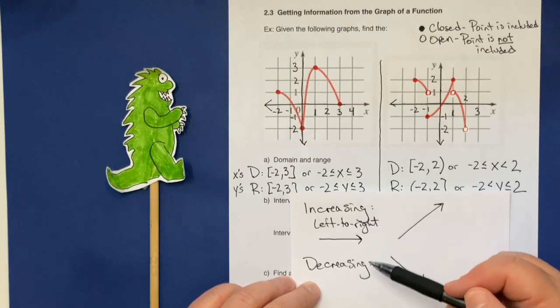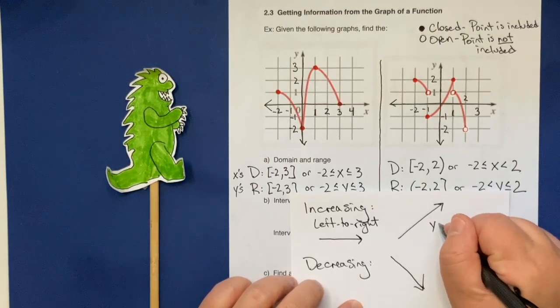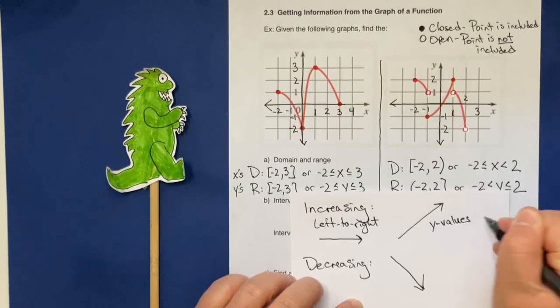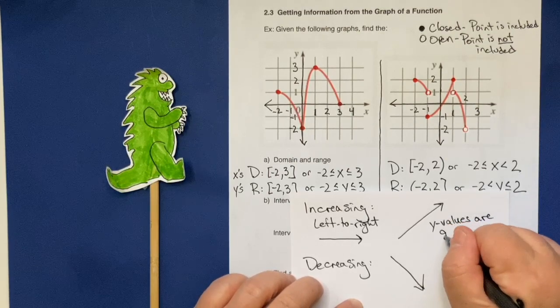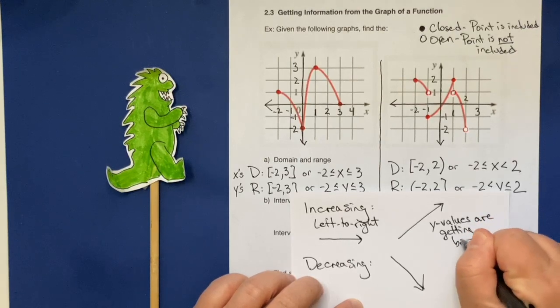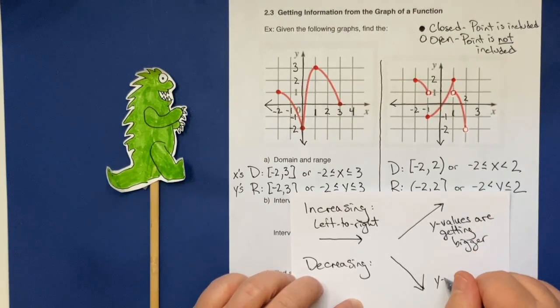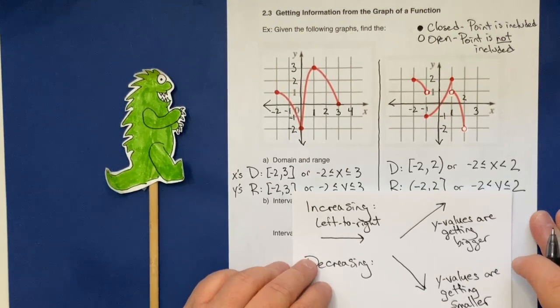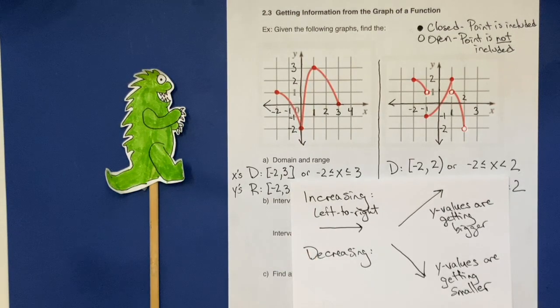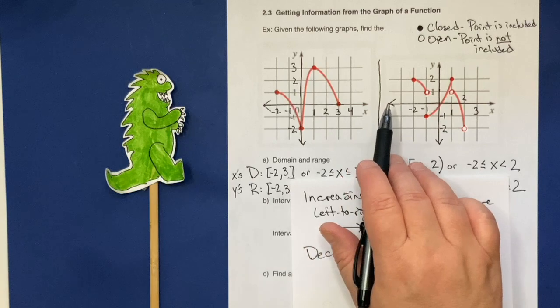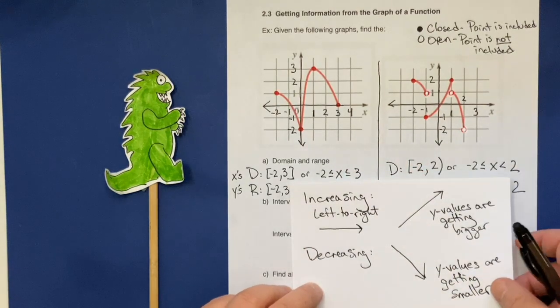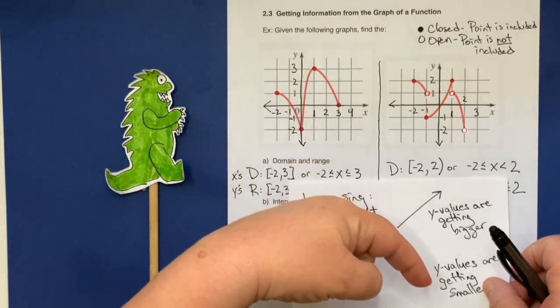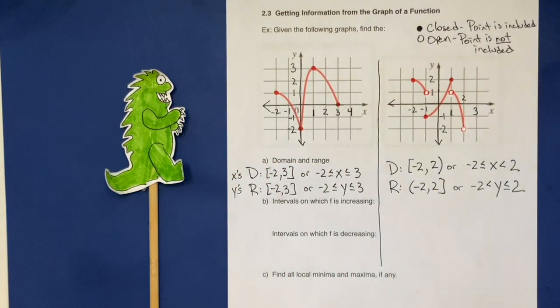So when we say increasing or decreasing, we mean the y values are getting bigger, or the y values are getting smaller. So increasing or decreasing, we really mean the output, not the input, because the input, we're always going to read a graph from left to right. Okay, so let's take a look. Increasing is that way, decreasing is that way. So let's take a look on this.